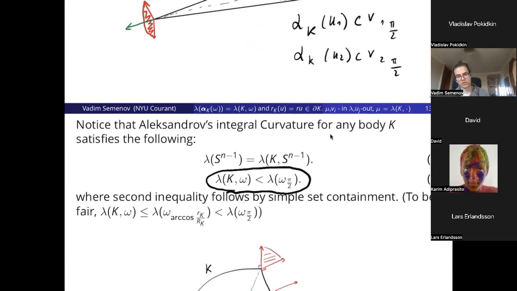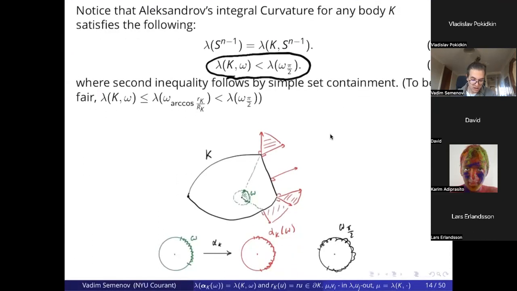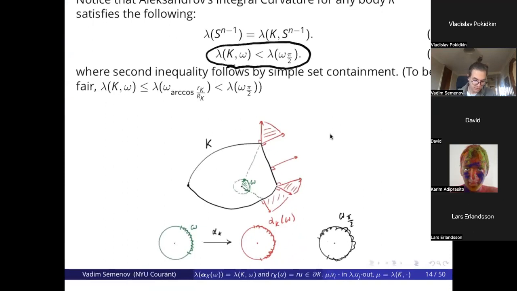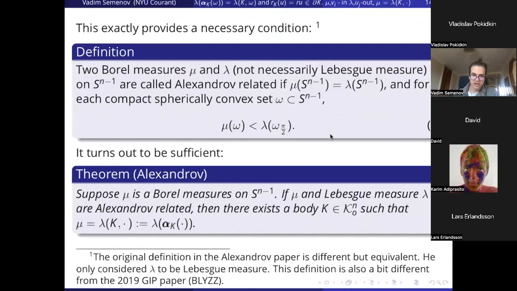So if you have an Aleksandrov integral curvature, then it should satisfy the following. I have an example here. You take omega, this is where it maps to, but this is the omega pi over 2 region, which you can see is clearly bigger. This exactly provides a necessary and sufficient condition.